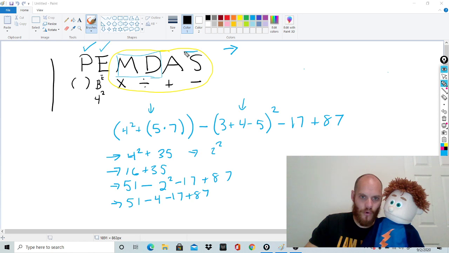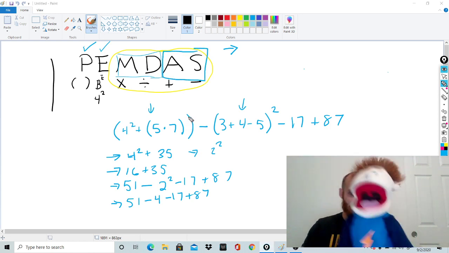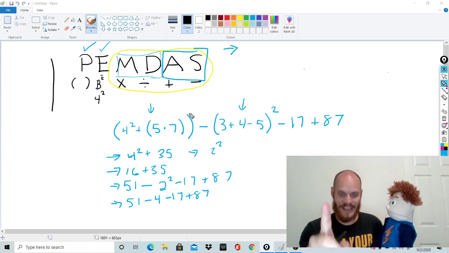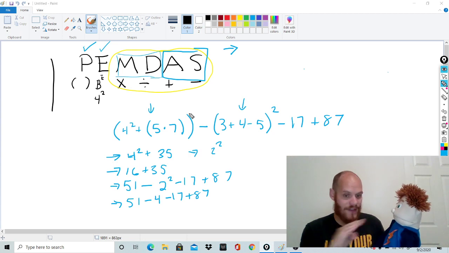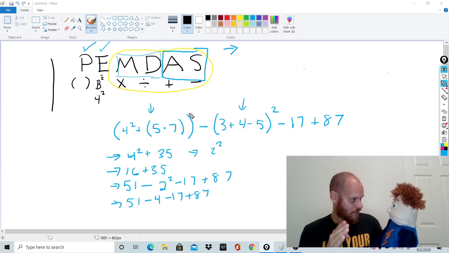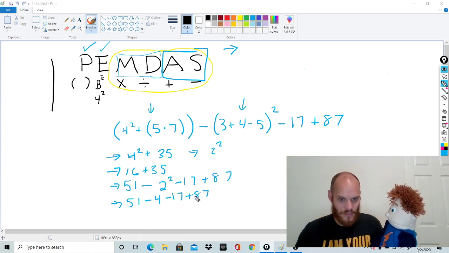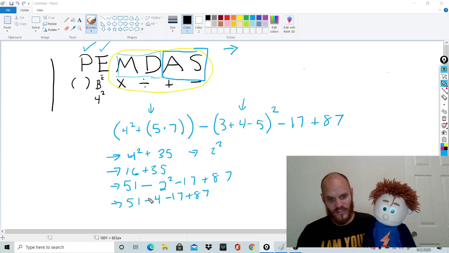You'll notice the only thing left is addition and subtraction, correct? Yeah, so you do addition first. No, you don't. You do not do addition first. And that's what I wanted to point out. All we have left is addition and subtraction, correct? Yeah. So this is where that exception comes in. Because all I have is just subtraction and addition, I have to start all the way over here on the left and just do the math left to right.